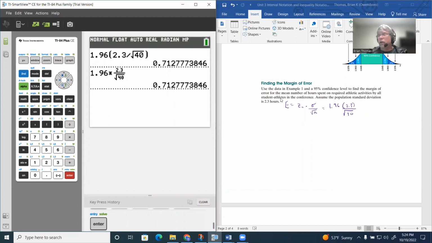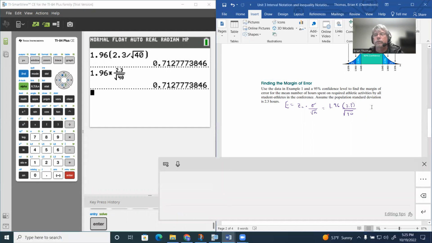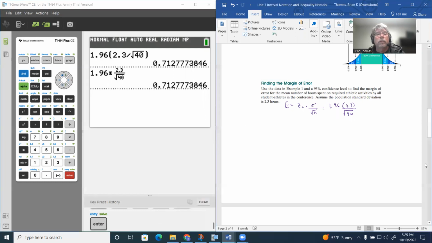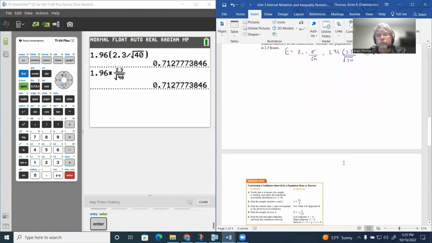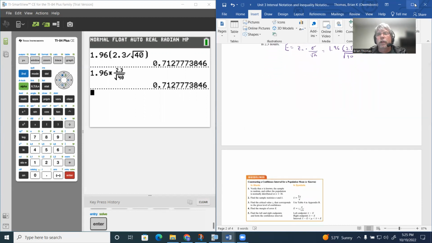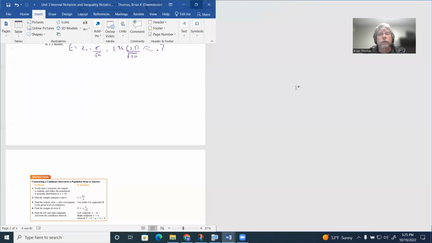So again, our margin of error, a lot of times they round these to the 10th place. So 0.7 would be our margin of error. We round to the 10th place. Hopefully they'll tell us how to round. That's how we determine what's called a margin of error.